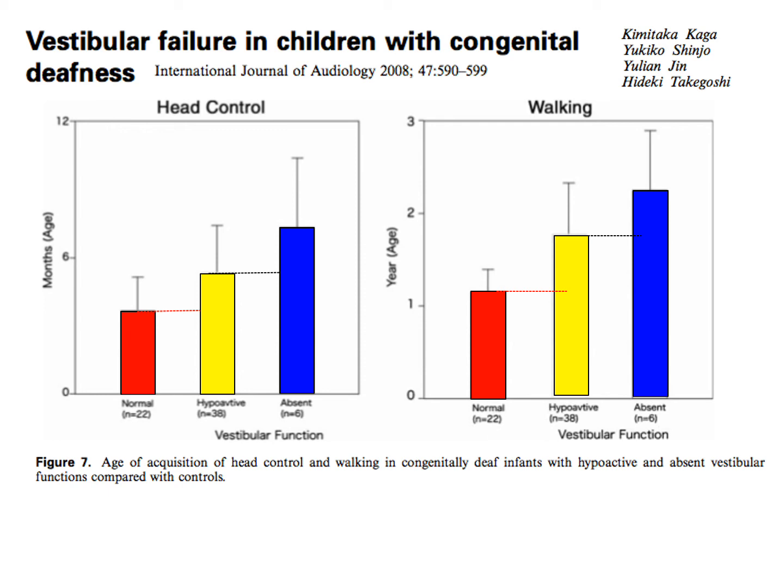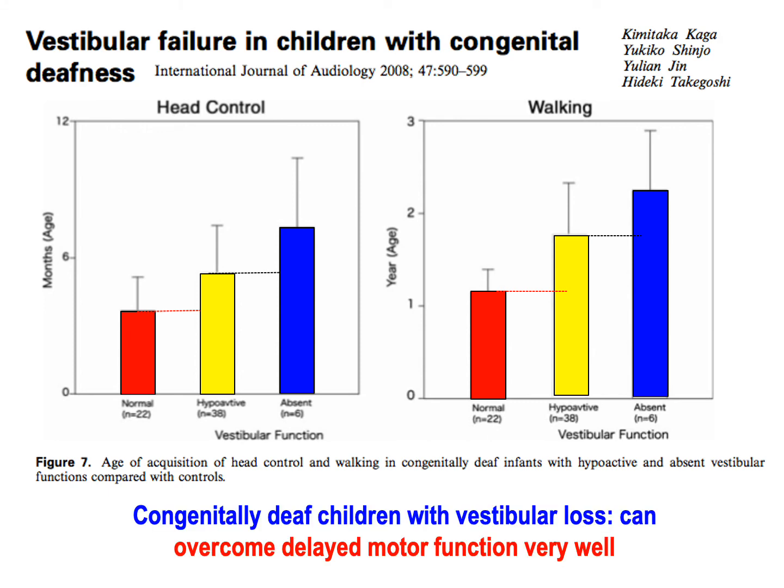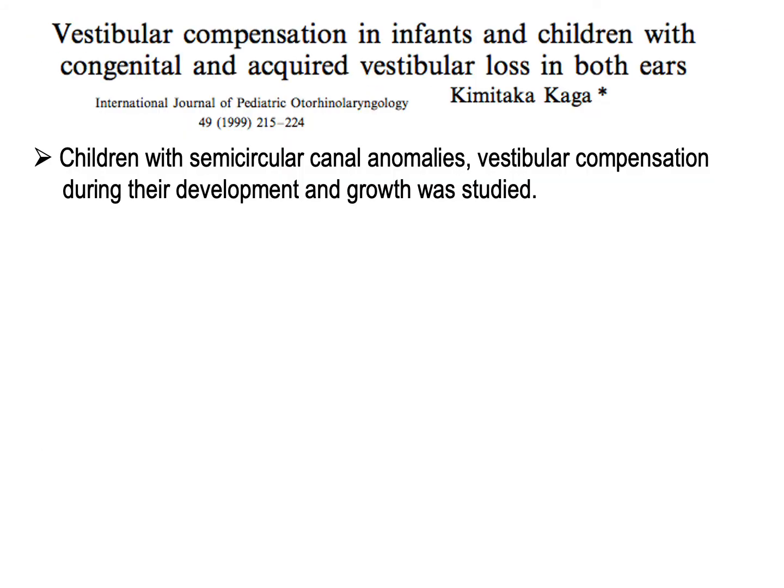So this just highlights the importance of a functioning vestibular system to acquiring some of those really key independent motor milestones, head control and walking. The same group of researchers published this paper in '99. They were looking at vestibular compensation in infants and children with both congenital, so you're born this way, versus acquired vestibular loss in both ears.